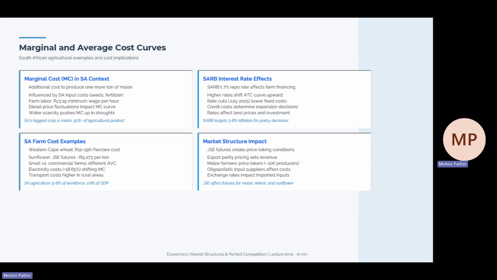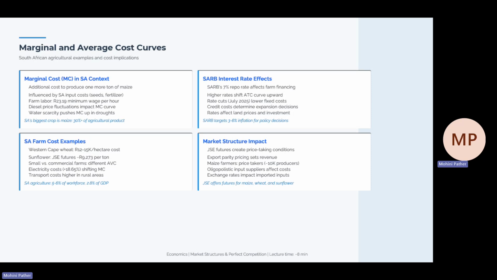Credit costs determine the expansion decisions. If capital is cheaper, then you are far more likely to spend more money investing in more capital, which means you can expand faster. The rates affect land prices and future investments. Typically, the South African Reserve Bank targets between 3 and 6% inflation for different policy decisions.